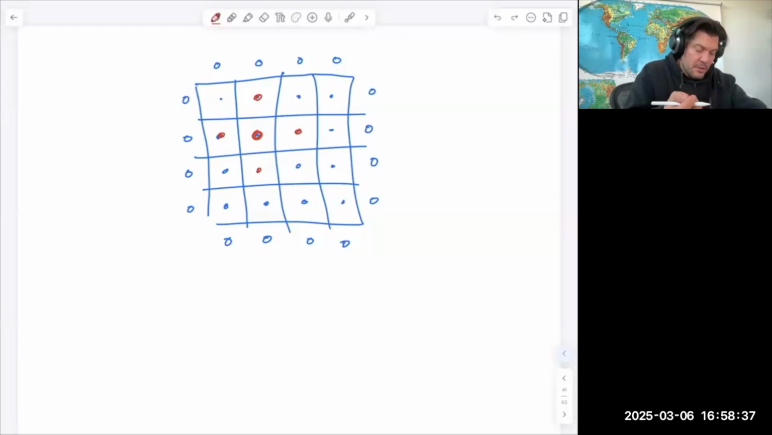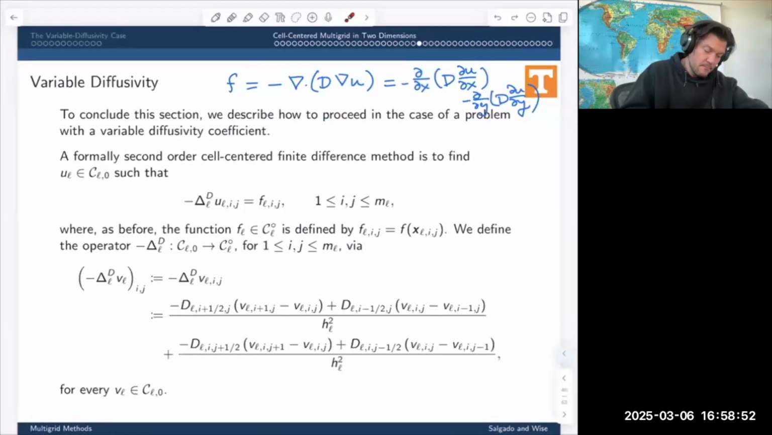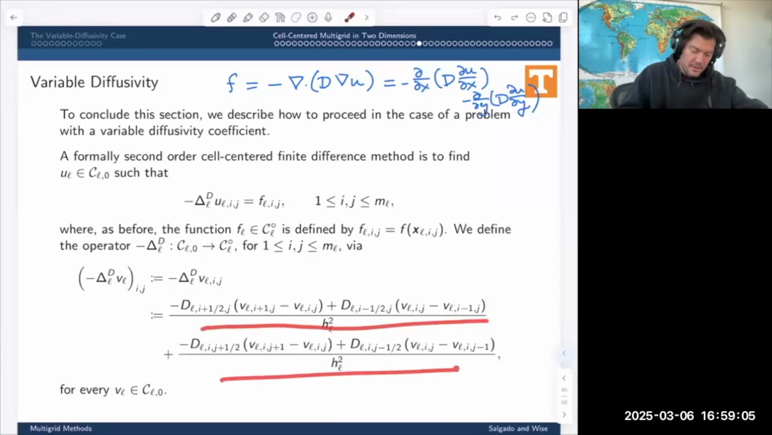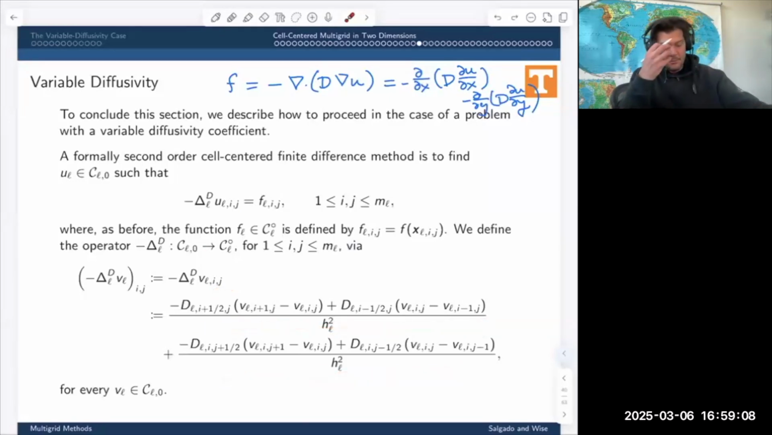But now let's think about what's going on in this non-constant diffusion case, or variable diffusivity case. So what I have is, for example, I want to calculate this approximation. Okay, I want to calculate an approximation at a point ij, right? How do I do that? Let's focus on what's going on here and here. So at a point ij, I'm trying to come up with this cell-centered finite difference approximation of this complicated operator.